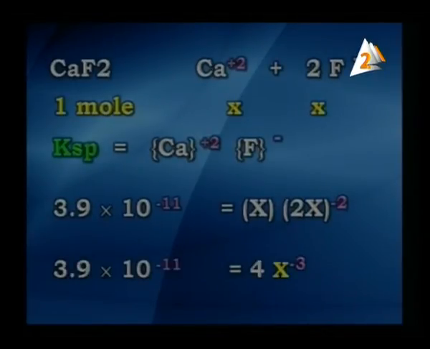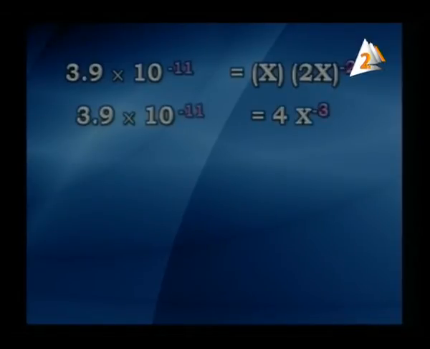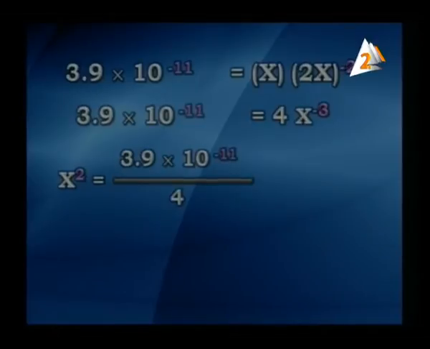So 3.9 times 10 to the power of negative 11 equals 4x cubed. I need x, so x cubed equals 3.9 times 10 to the power of negative 11 divided by 4, and the result is 9.7 times 10 to the power of negative 12.